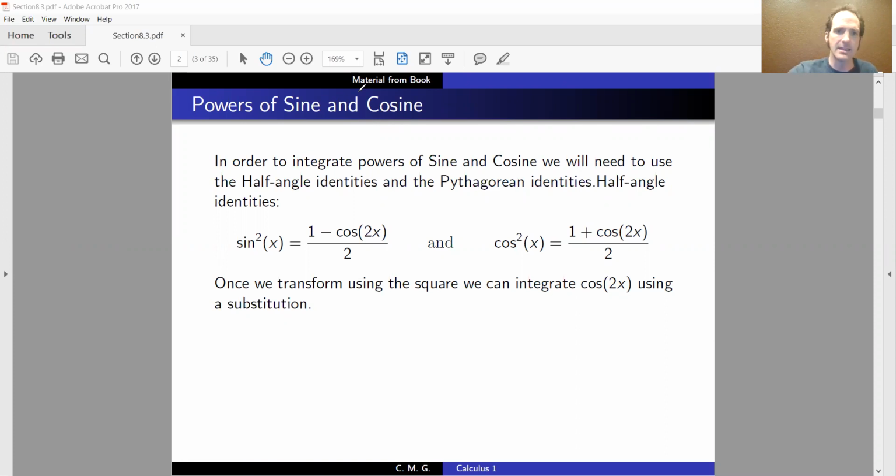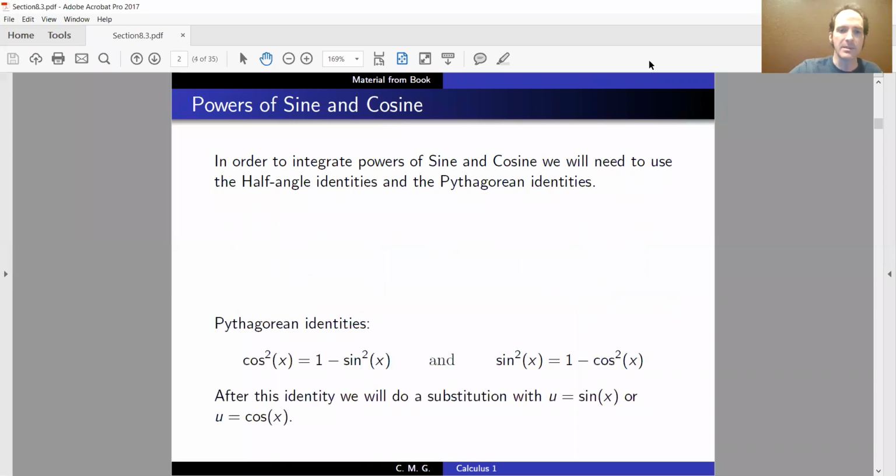The other identity we would potentially want to use here is the Pythagorean identity. This is the one that most people remember. The Pythagorean identity is sine squared of x plus cosine squared of x is equal to 1. It's the Pythagorean one because, remember, it really comes from the triangle with a hypotenuse of 1.